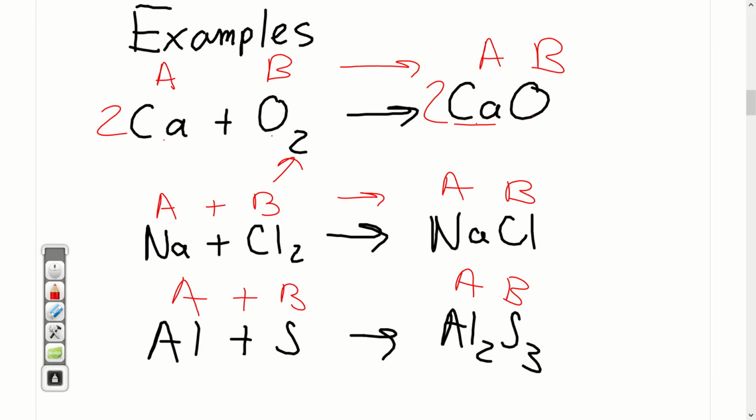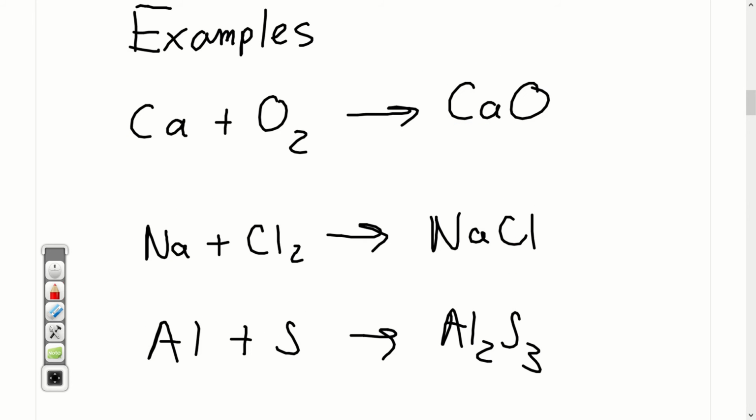And if I want to keep balancing, Na, 1, 1, 2 Cl's, sorry, 2. And then I need to put back and do 2 Na's. How about for this bottom one? 1 Al, 2 Al, so 2 Al's, 1 S, 3 S's, 3 S's. So that's a synthesis reaction: 2 things coming together to form 1.